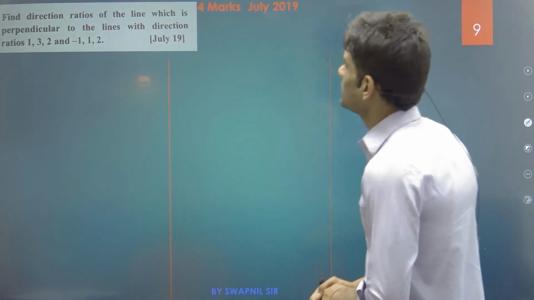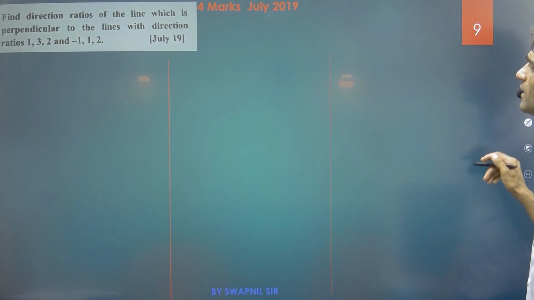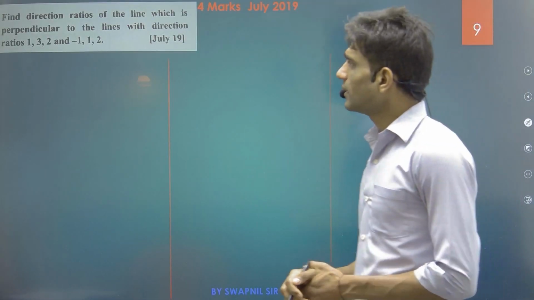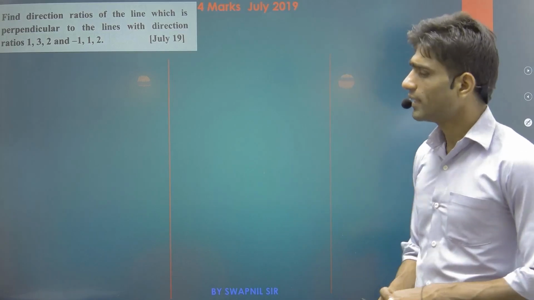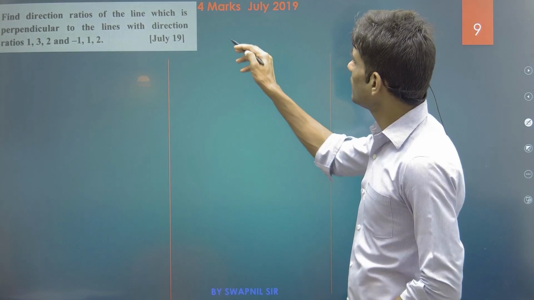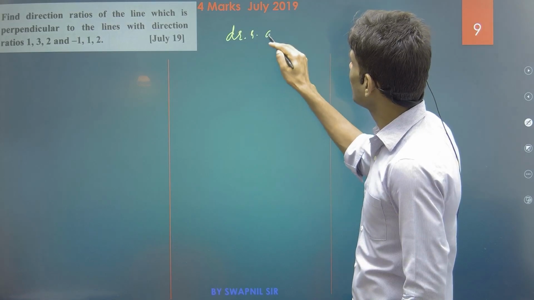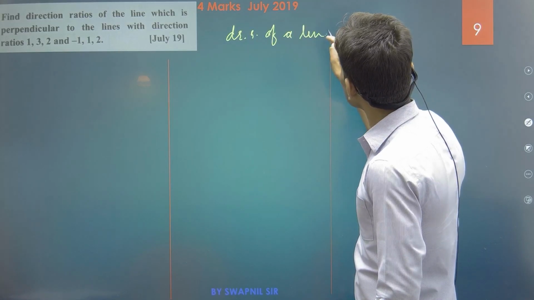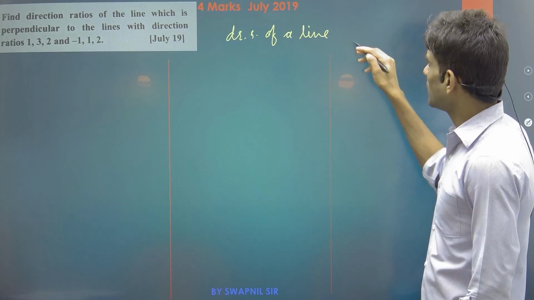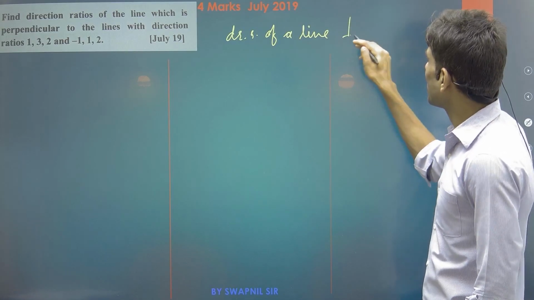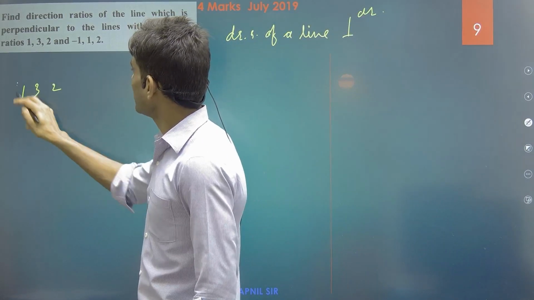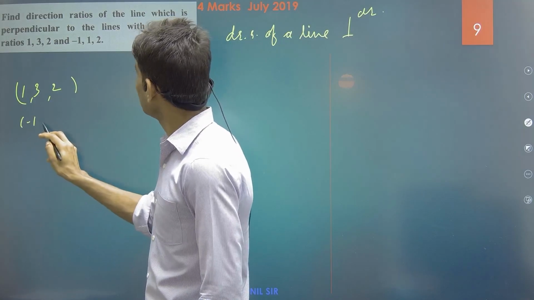We have to find the direction ratios of the line which is perpendicular to the lines with the given direction ratios. A similar type of example we have already solved, but still we are going to go through this solution. We want the direction ratios of a line which is perpendicular to the lines with direction ratios 1, 3, 2 as the first one, and second one minus 1, 1, 2.